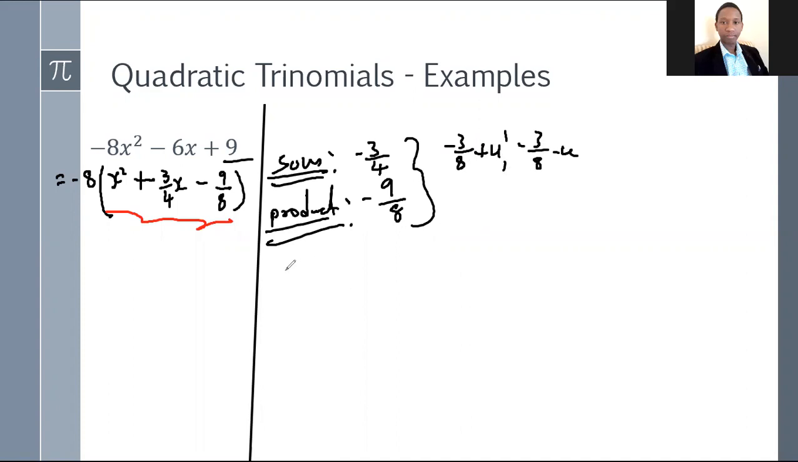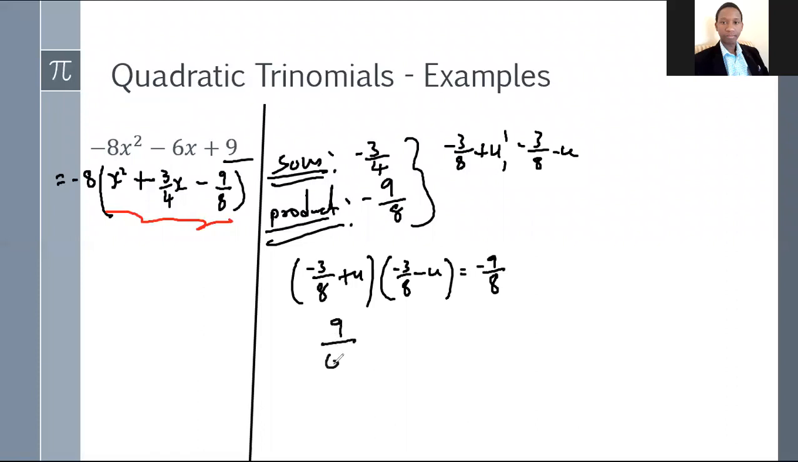Finally, I know their product. So in other words, negative 3 over 8 plus u into negative 3 over 8 minus u should give me a negative 9 over 8. That's one thing that I know. And guess what? You know the result should always be the difference of two squares. So there's going to be 9 over 64 minus u squared is equal to negative 9 over 8. And you can see at this point, you're going to have 9 over 64 minus 9 over 8.